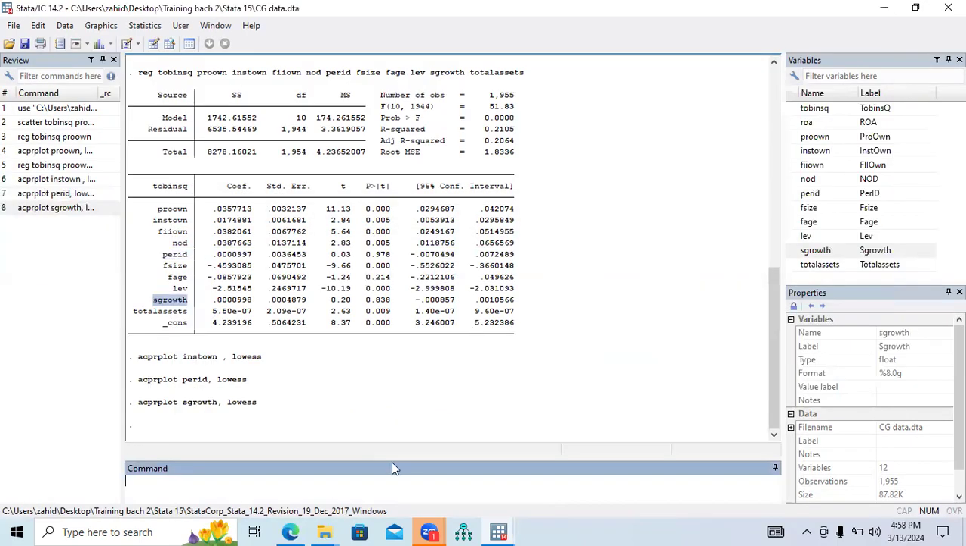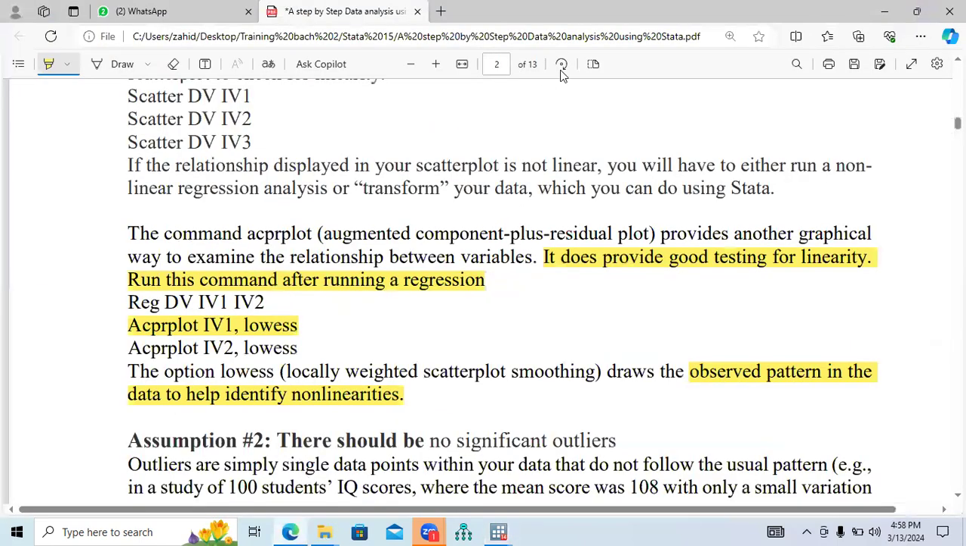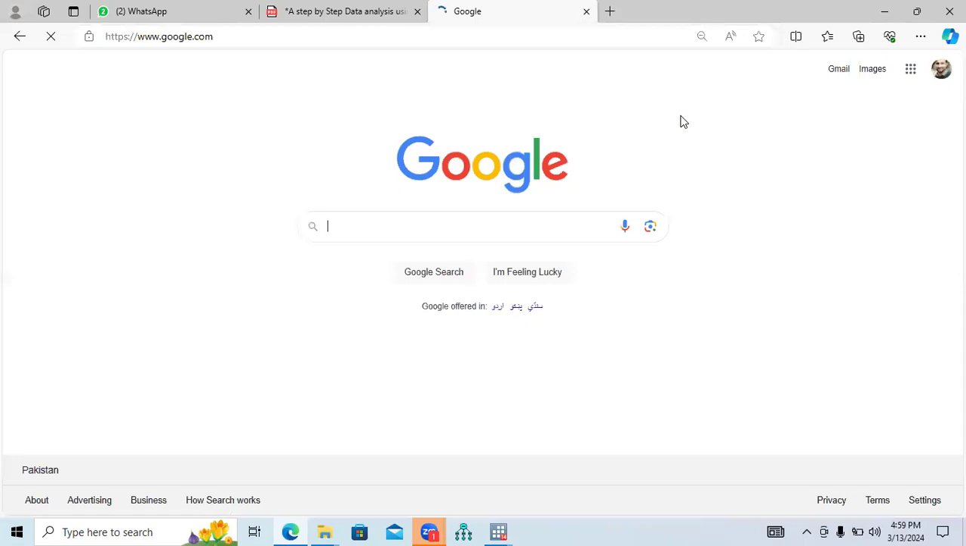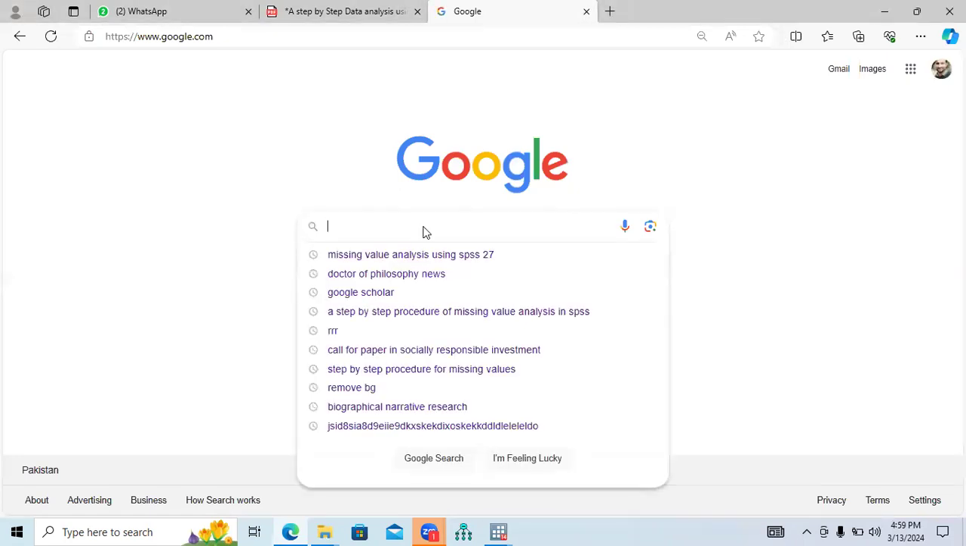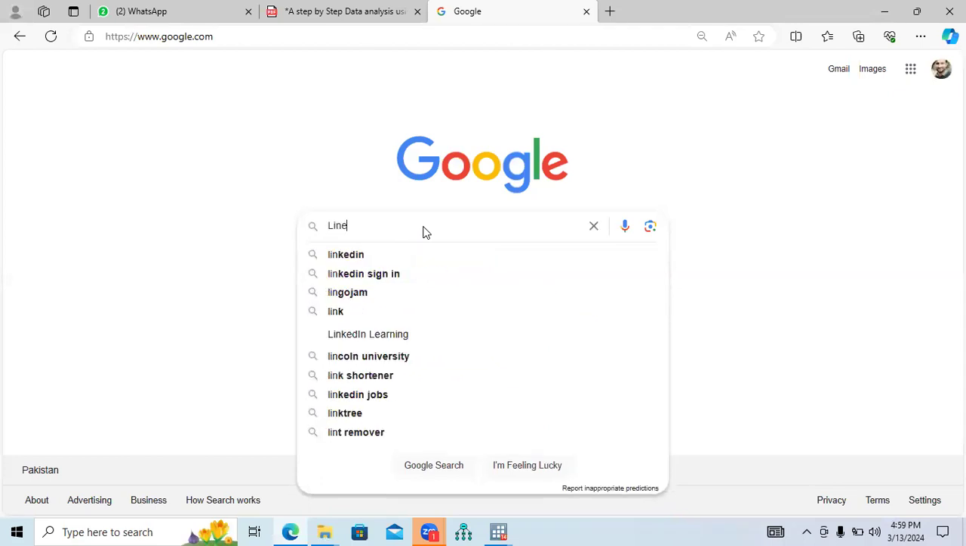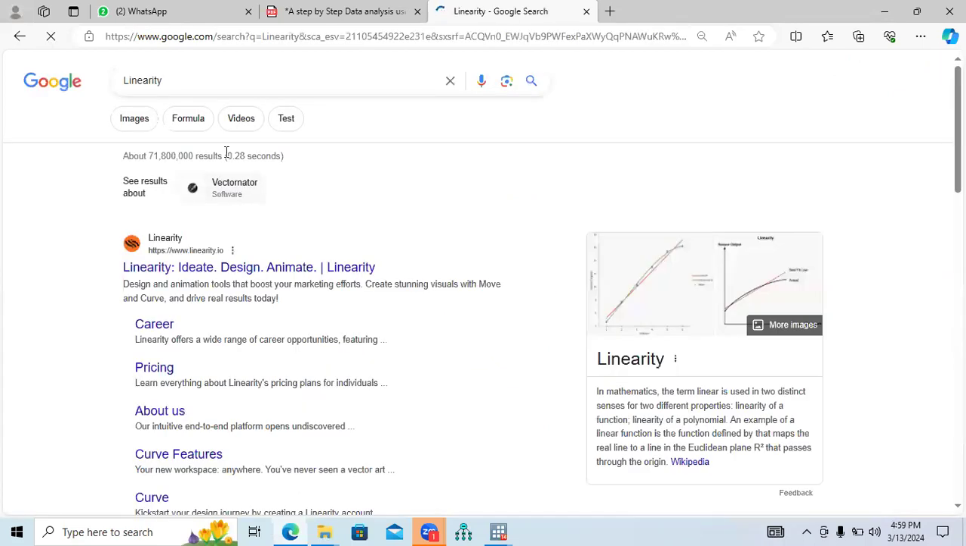Technically, if you want to understand it, I would like to show you some graphs online. What do we indicate by a linear relationship and what do we indicate by a non-linear relationship? Linearity. Let's go to the images.